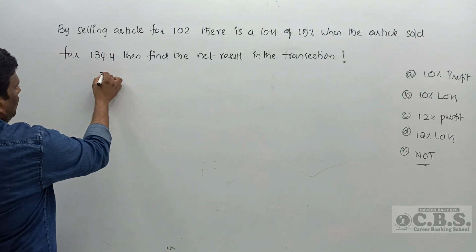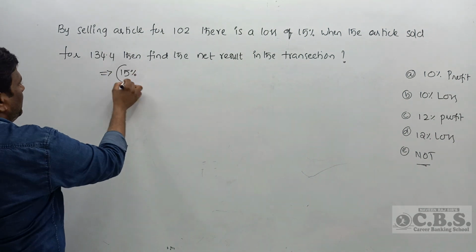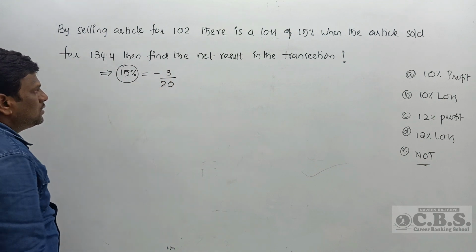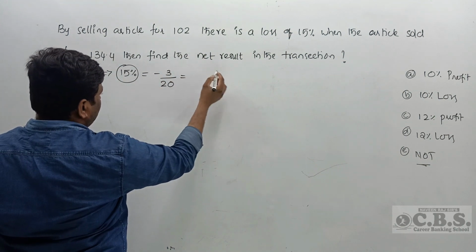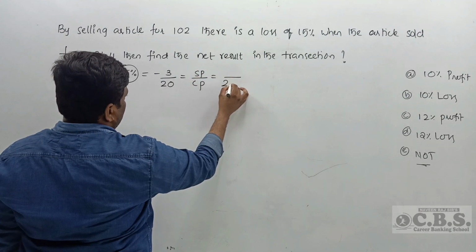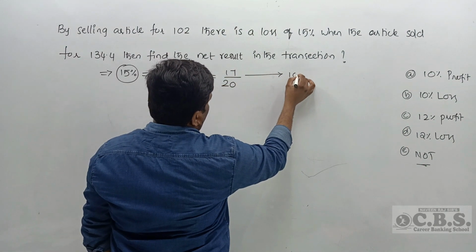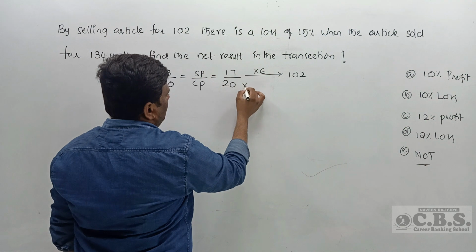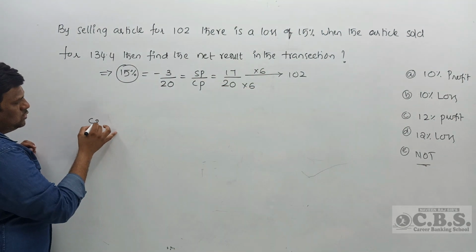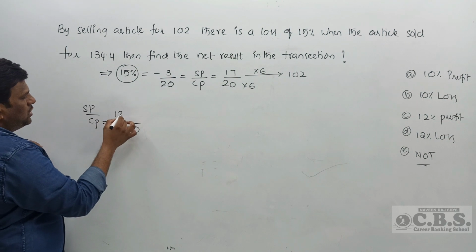Okay, first I'm going to solve with the fraction concept. 15% means what is this? Minus 3 by 20, because loss means what? Minus. So selling price upon cost price. Cost price is 20, selling price how many parts? 17 parts. But its selling price is given as 102. How many times to get? 6 times. Therefore 20 parts are how much? 120. Therefore now cost price is how much? 120. Okay, but now the new selling price, how much?